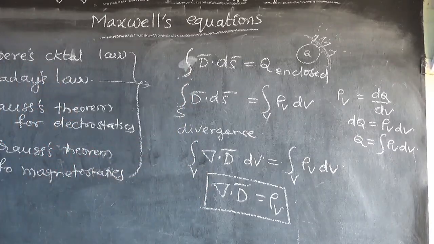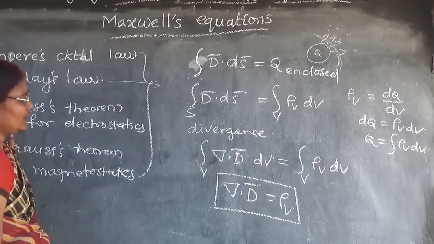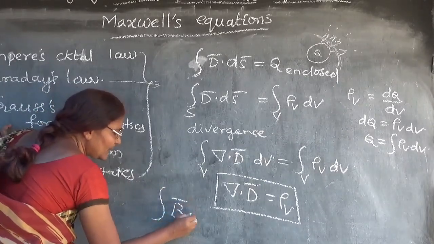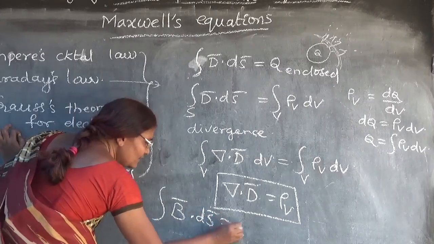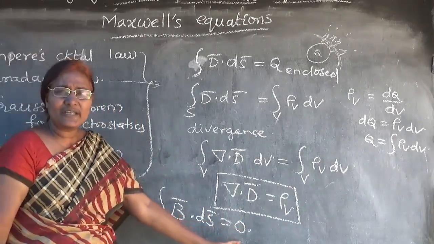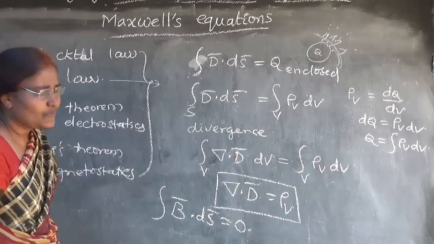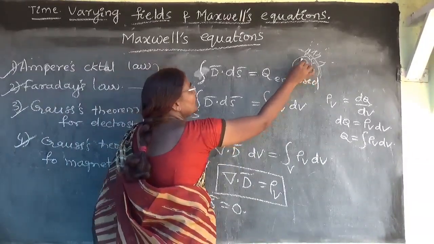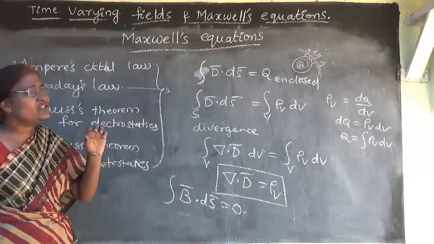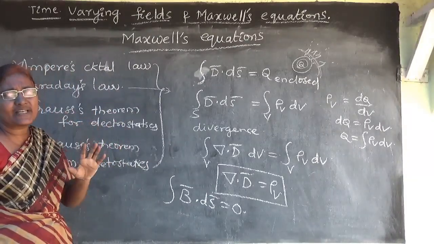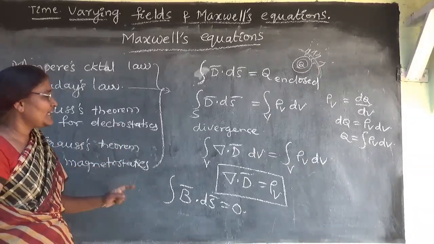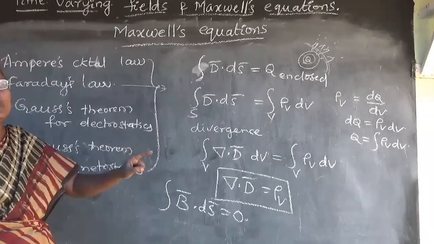In the same way, we go for Maxwell's fourth equation, which says that the integral of B bar dot dS bar is equal to 0. Why do we get 0 here? Because we can get a monopole charge, an isolated single charge, either positive or negative, but we can't get a monopole in a magnet.